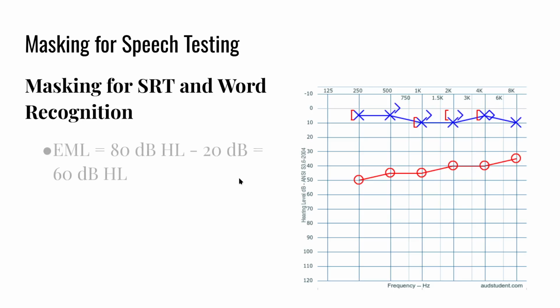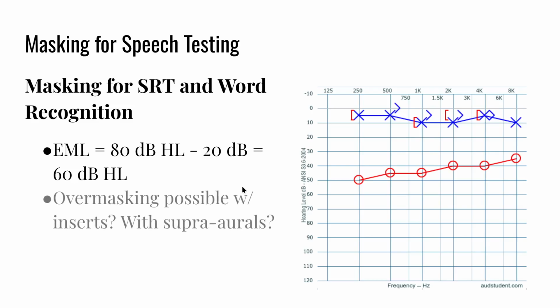Here's an example. We've got effective masking level of 80 dB minus 20 dB equals 60 dB HL. So will this work, or will this be a problem? Presenting a speech stimulus at 80 dB in the right ear using insert earphones. Is overmasking possible with inserts? It depends on how shallow or deep that insert is. That's one question. Is it possible with supraorals? That's another question. Well, with supraorals, yeah, it is possible.